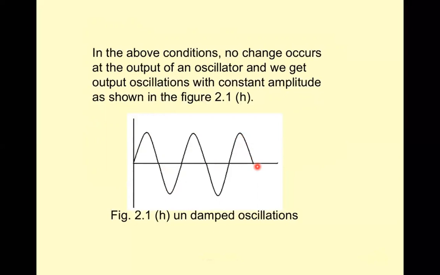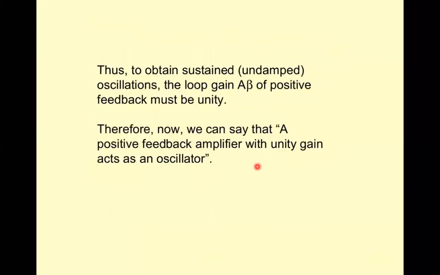Clear? Okay. Thus, to obtain sustained oscillation, the loop gain A beta of positive feedback must be unity. Therefore, we can say that a positive feedback amplifier with unity gain acts as an oscillator.